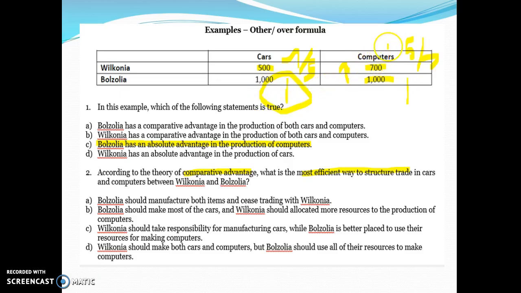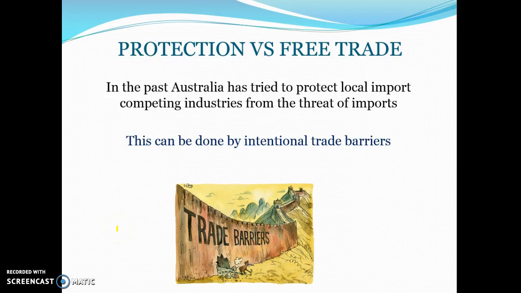Bolzolio. Who has comparative advantage in computers? Wilconio. So that's what they'll focus on, and the answer would be B. Bolzolio would make most of the cars, and Wilconio would allocate most to the computers.